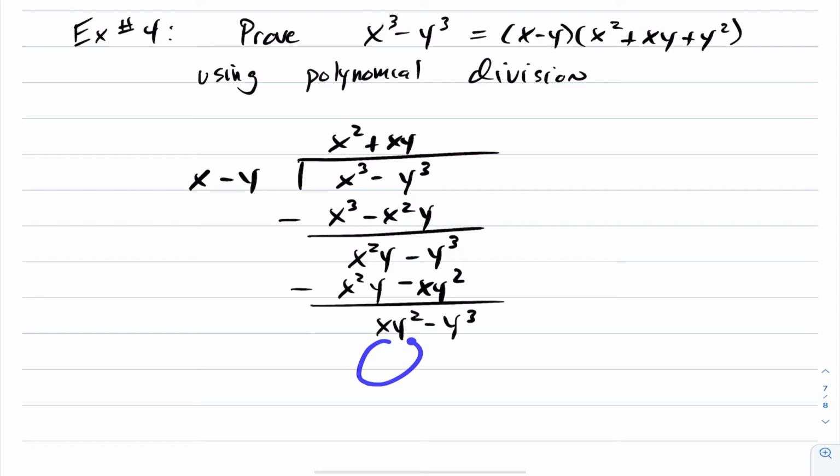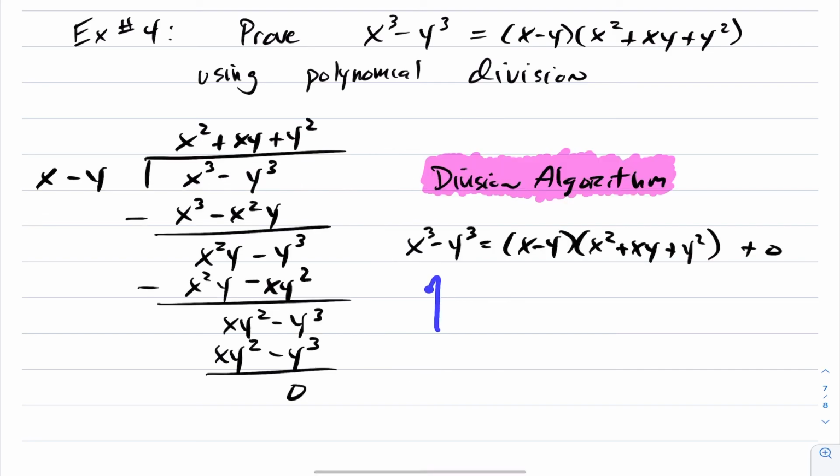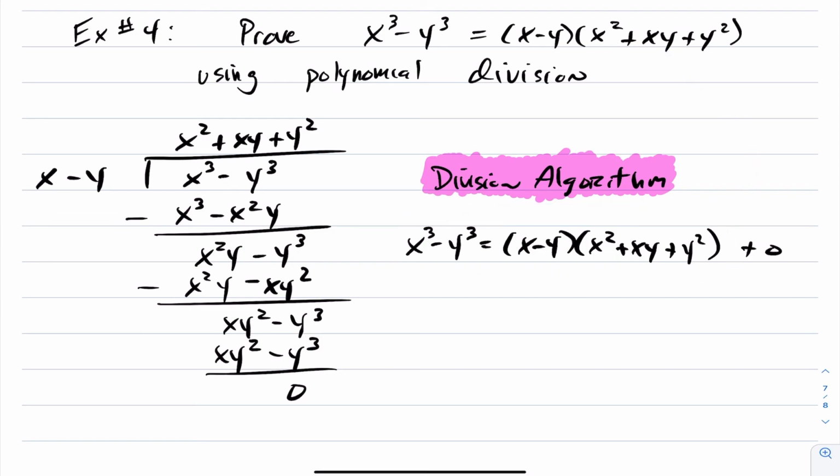And now again, I want to get an xy squared here. Well, I already got the x, that means I just have to put a y squared here. Distributing, we get xy squared minus y cubed, and subtracting, we actually get a remainder of 0. So notice again, using the division algorithm, we get x cubed minus y cubed is equal to your divisor times your quotient plus your remainder of 0. And again, we unravel and prove the difference of cubes formula using long division.